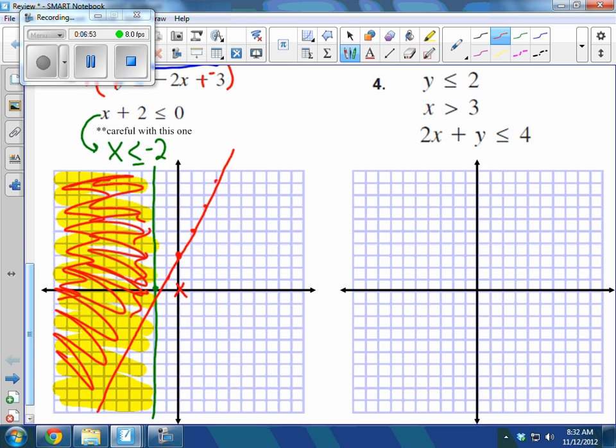Okay? All right, let's go to the last one. The first thing I'm going to do is get my y line. So I'm going to go up to the y-axis at 2, draw a line, and I'm going to go ahead and shade. So less than 2 would put my final shaded area below.